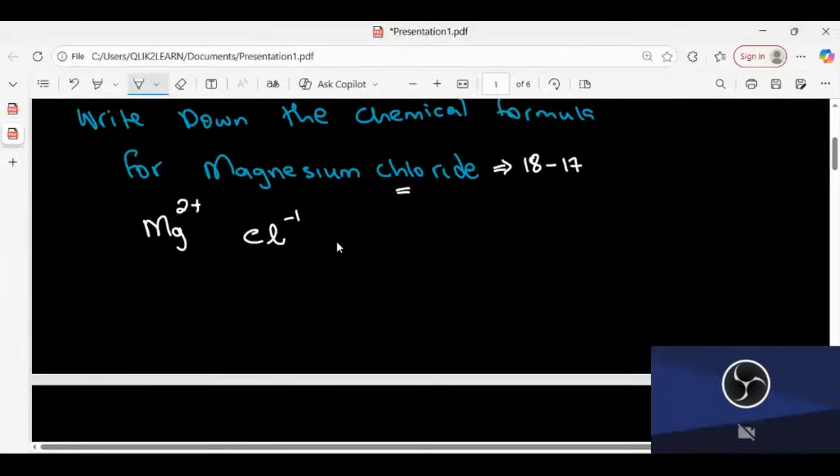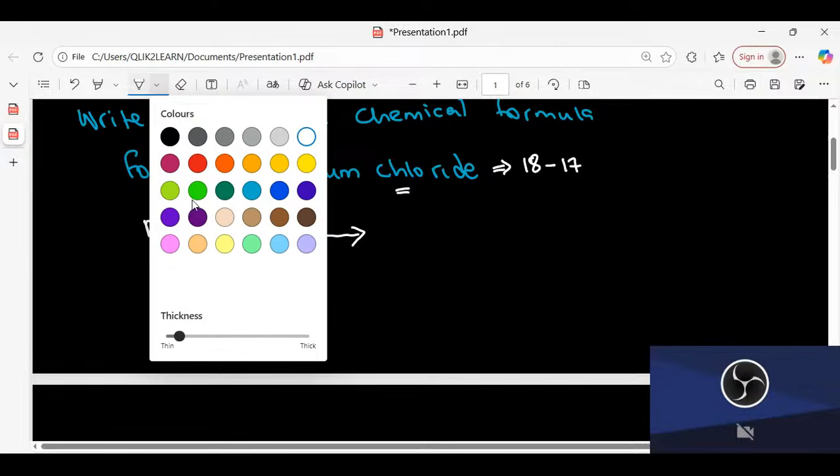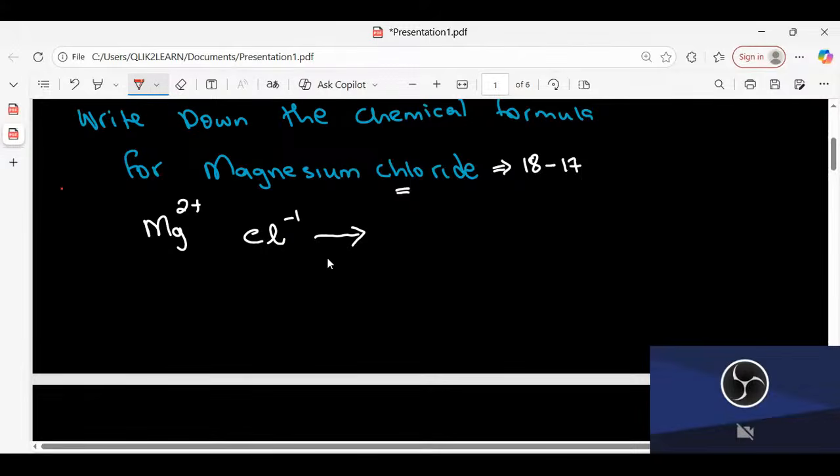When we write the chemical formula for this one, what you need to do is take the number of magnesium and write it here, and then this minus 1, we're going to write it there without the charge. So it's going to be Mg, which is 1. No need for you to write the 1. If it's 1, you just leave it like that. Then Cl2.